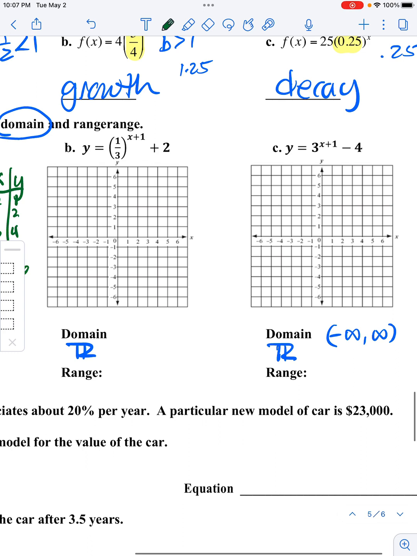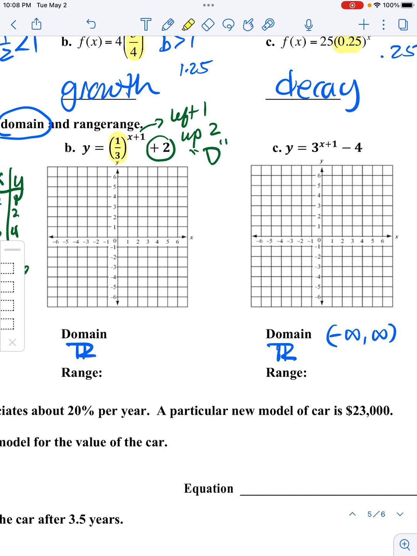Here, same thinking, but this one has a +2 at the end, which is going to move the graph up 2. This is going to move it left 1, which is not really my business to graph. I'll just use points to help me out. And then this is a value less than 1. So that is going to be decay. So then I'm thinking as I go through this, this is going to be decay.